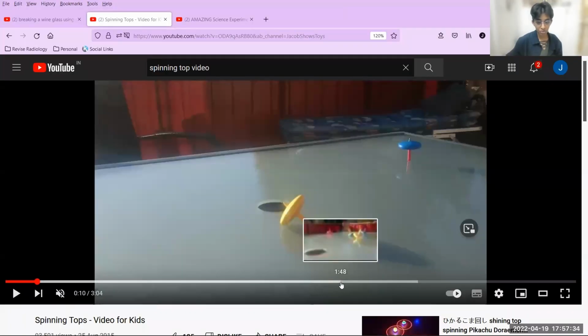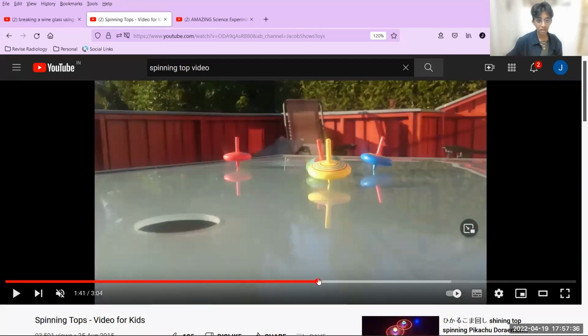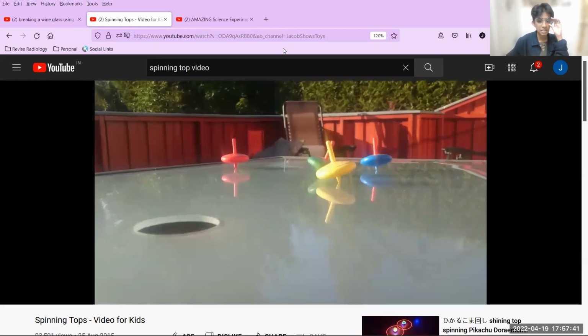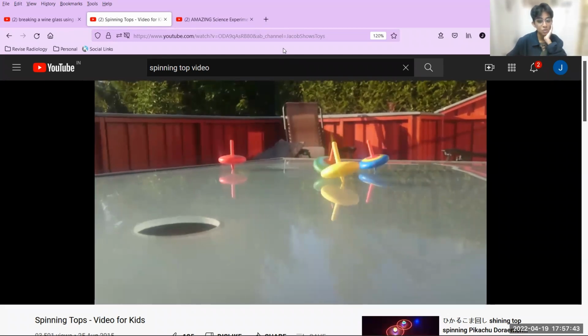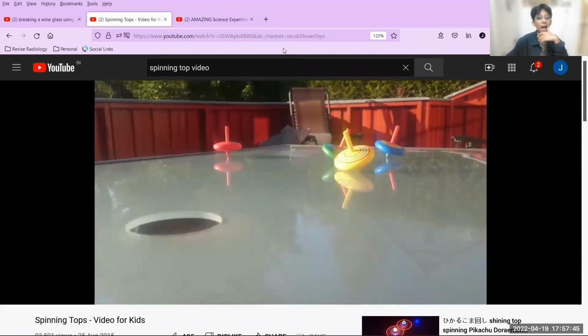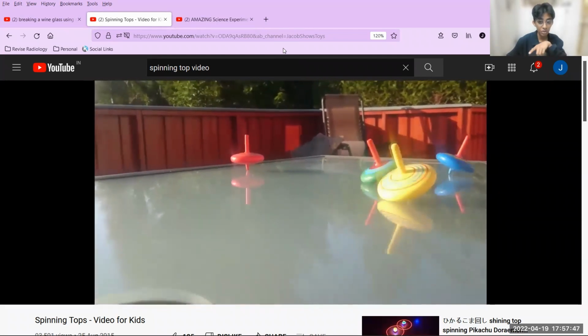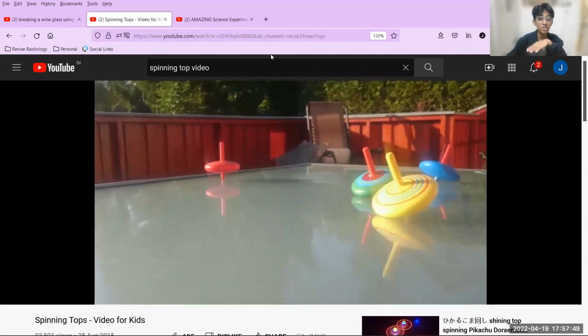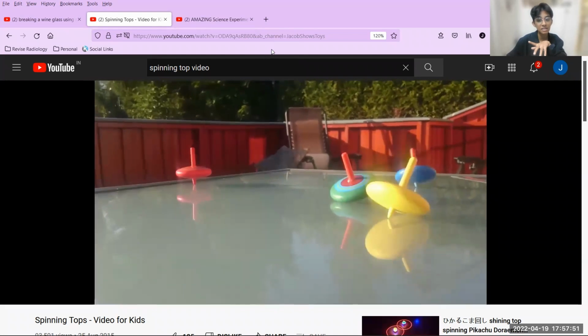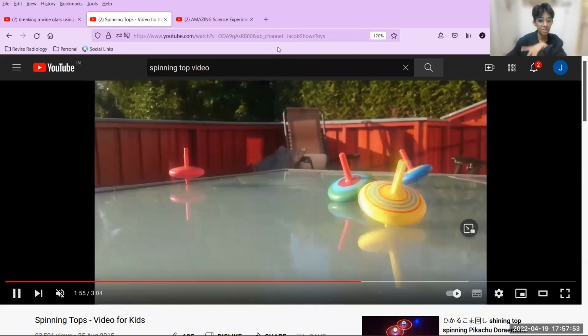So if you just watch these tops on the screen, I hope I'm sharing the right screen. But yeah, you can see that they're spinning, they're precessing as well. And they're acted on by the gravitational force. They're also acted on by a frictional force, which is in 90 degrees to the gravitational force.